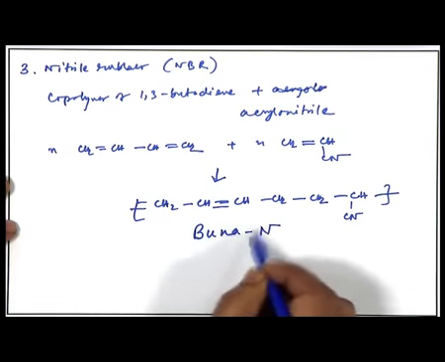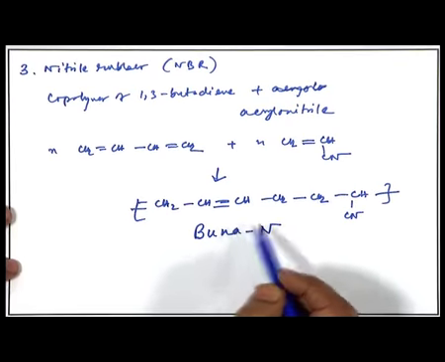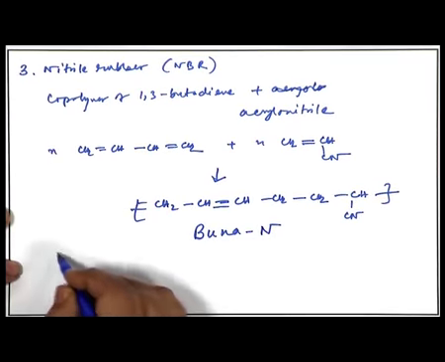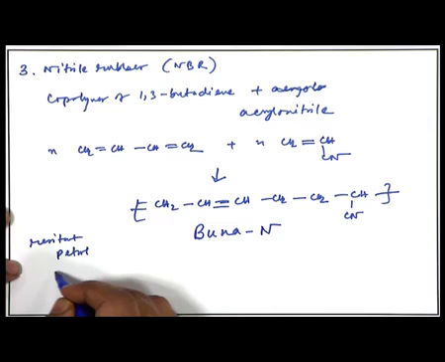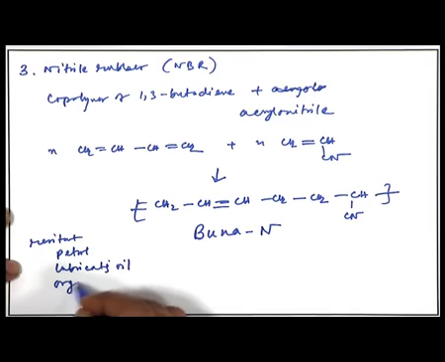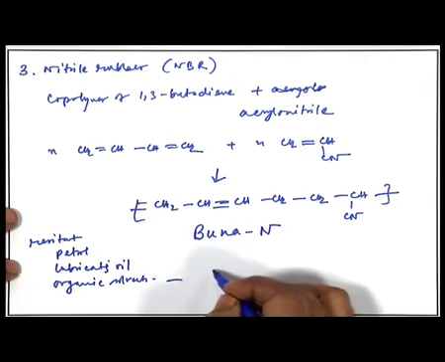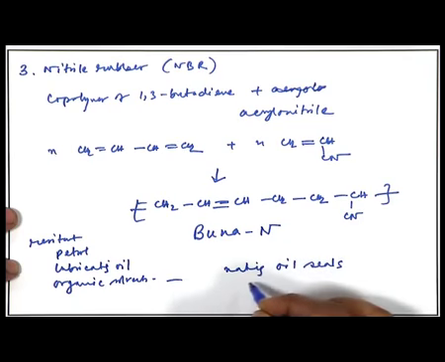So, Bu for 1,3-butadiene, N for nitrile, and Na for sodium, which is used for doing this reaction. This is resistant to petrol, lubricating oil and organic solvents, and it is used for making oil seals, tank lining, and so on.